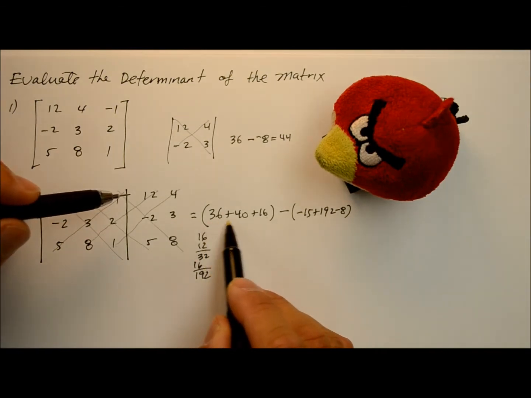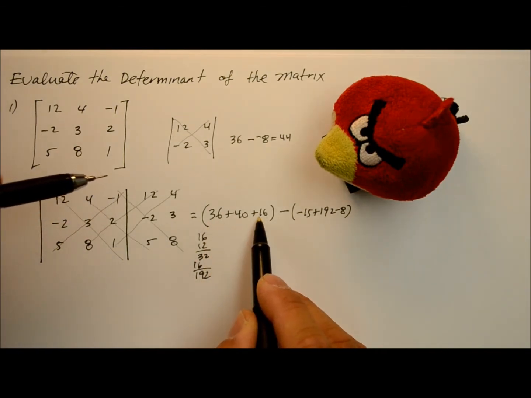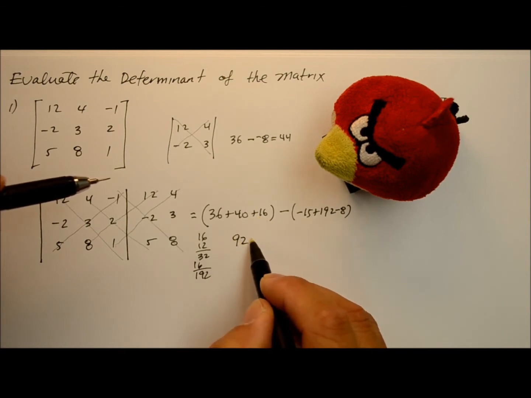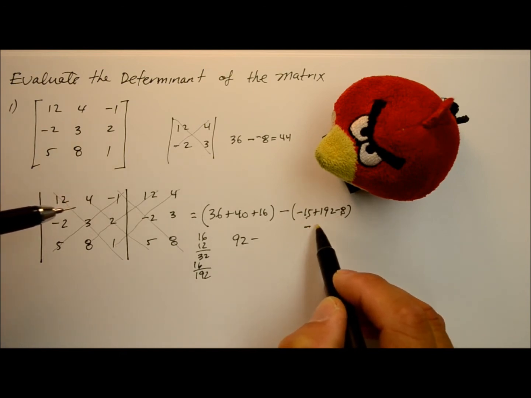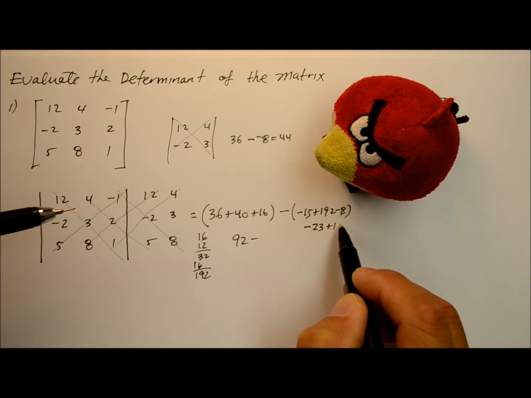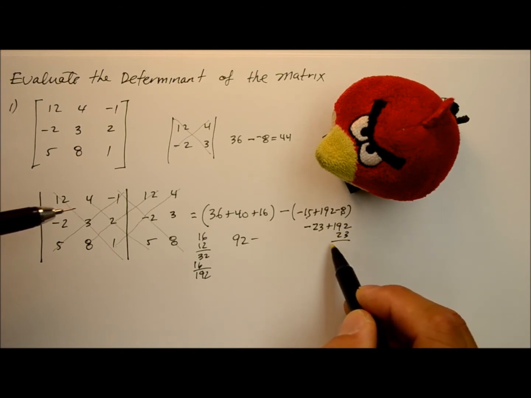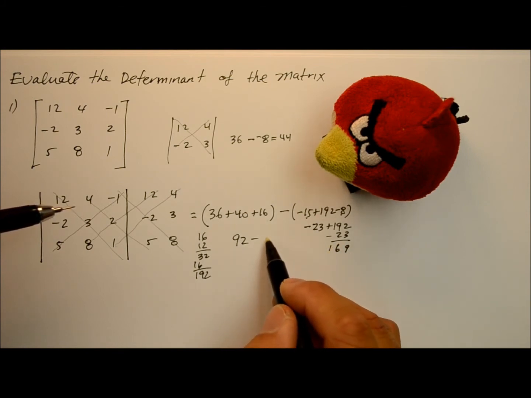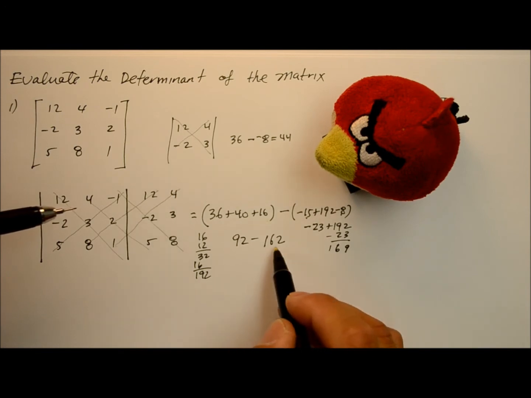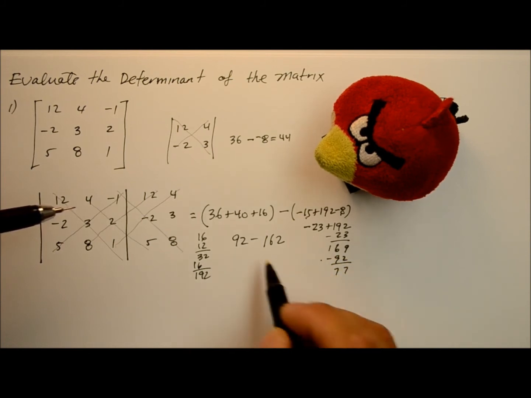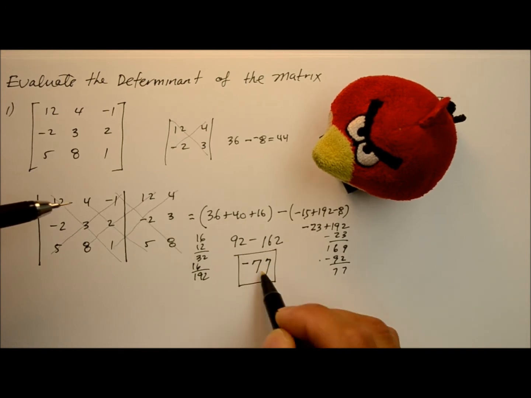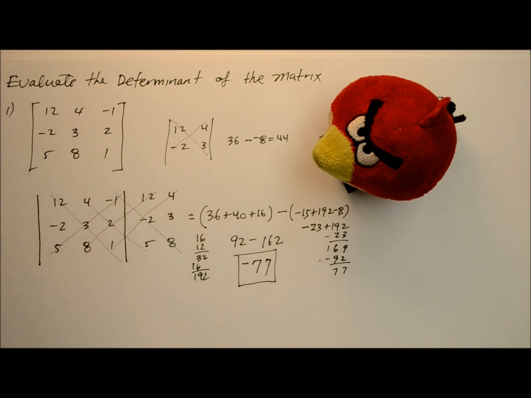So let's evaluate all the positive integers here. We got 76. 76 and 16 is 92. Minus 15 and 192, or let's see, 15 and 8 is 23, plus the 192. If I take away 23 from there, we get 169, so it's 162. Okay, and then 162 negative, so here we go. 162 take away the 92 is going to be 70, so it's going to be -77. And that becomes the determinant of this 3 by 3 matrix.